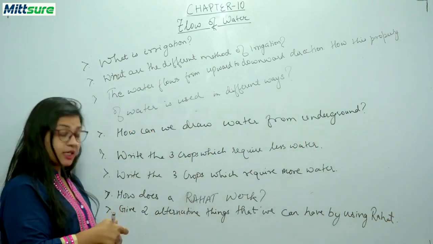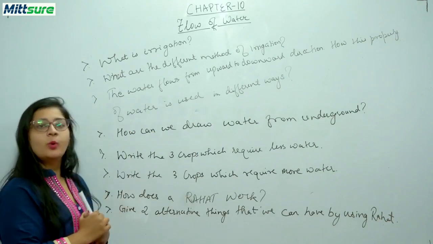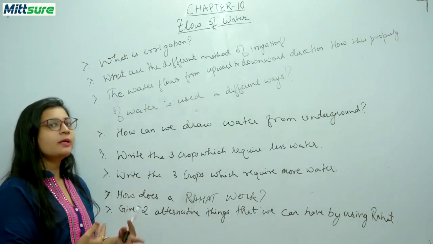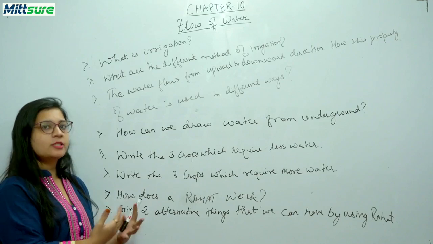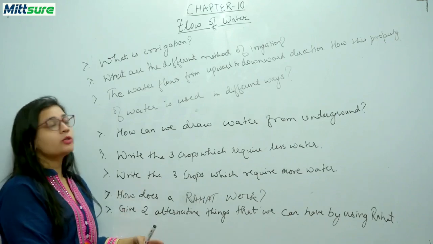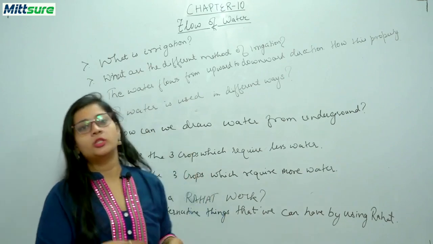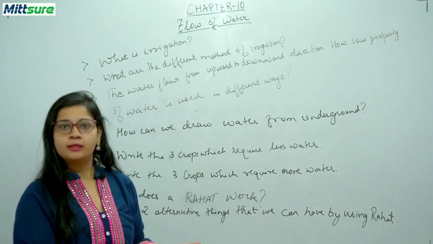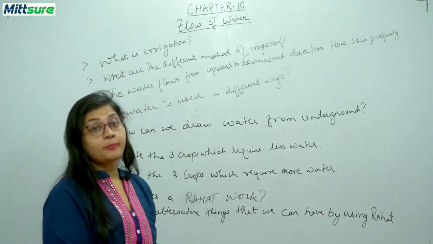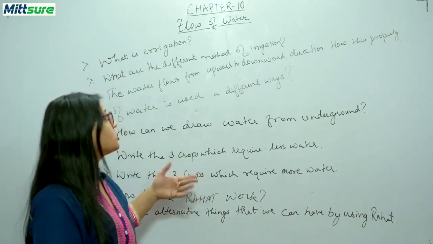Now I'm really telling you the answers. The first is, what is irrigation? So आपको लिखना होगा कि भाई हम water जब करते हैं crops को, the method, the process of watering the crop is called irrigation. Next is, what are different methods of irrigation? Tube wells की help से, that is आप pipes और motor की help से irrigation कर सकते हैं.